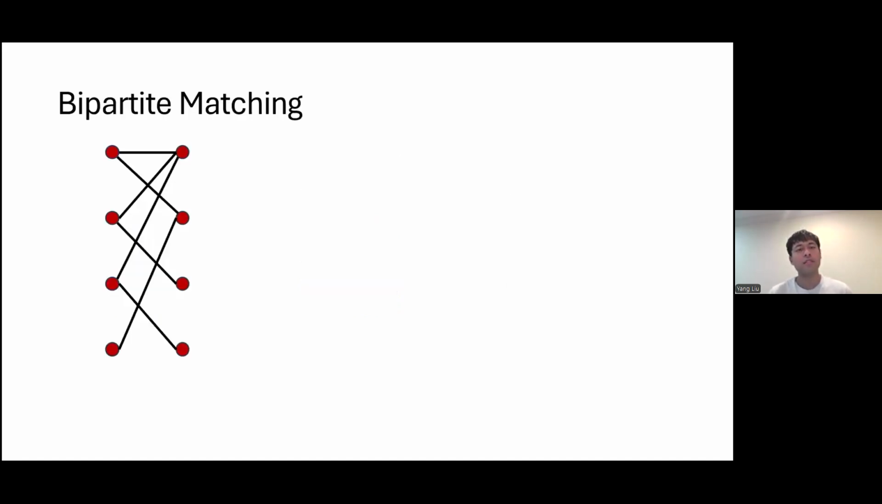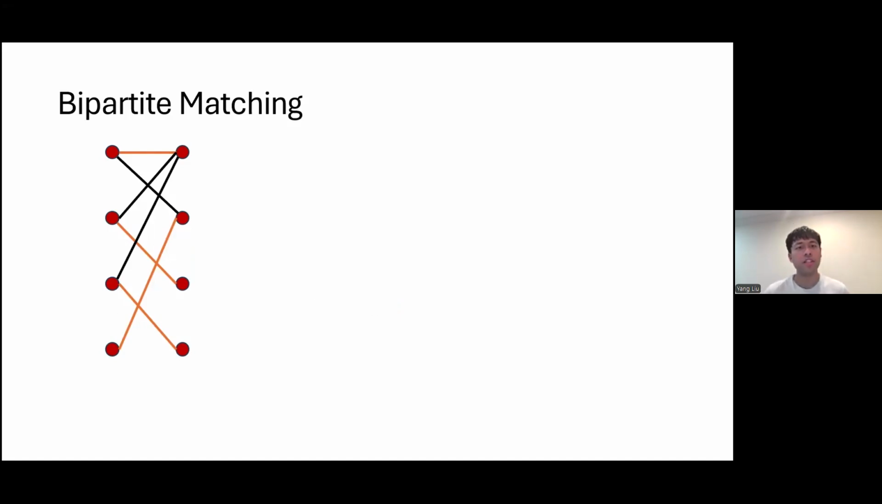On the side of graphs, a classical problem is the bipartite matching problem. You can think of this as there's two groups and there's some connections between the groups. Now you want to find efficiently the maximum number of pairs of groups such that no pairs share any member. For example, given these connections, this would be a maximum bipartite matching.